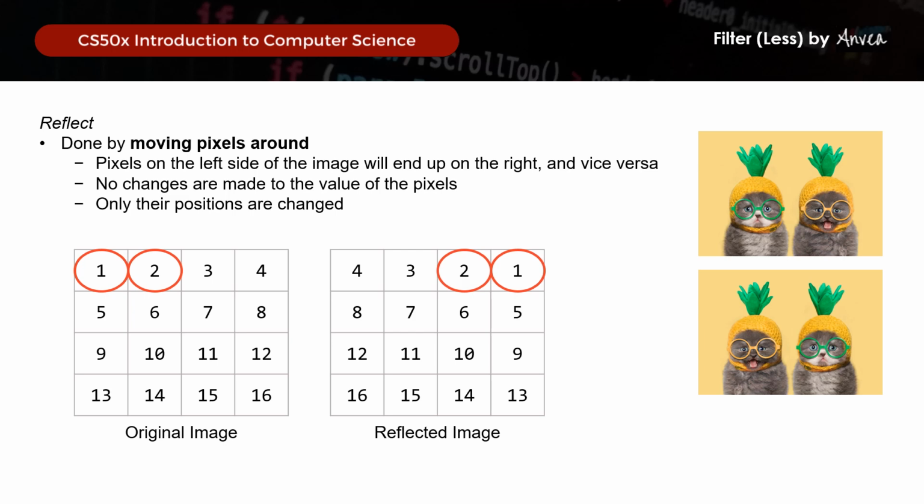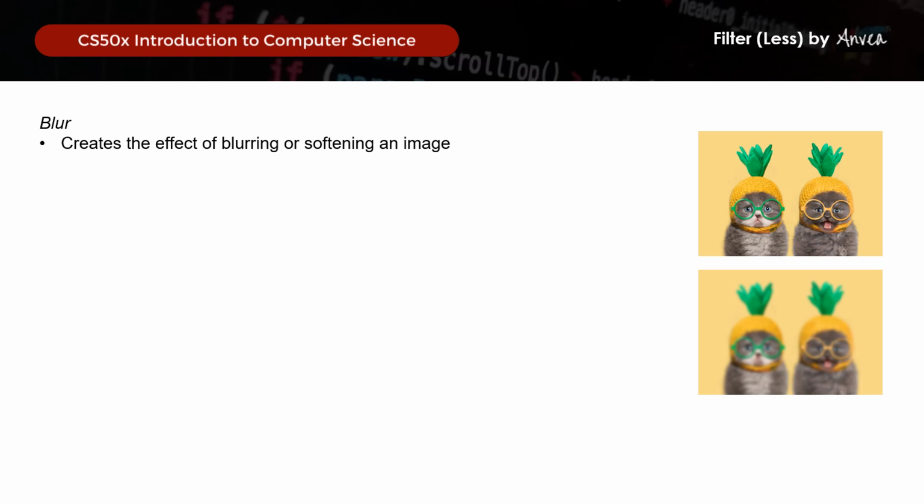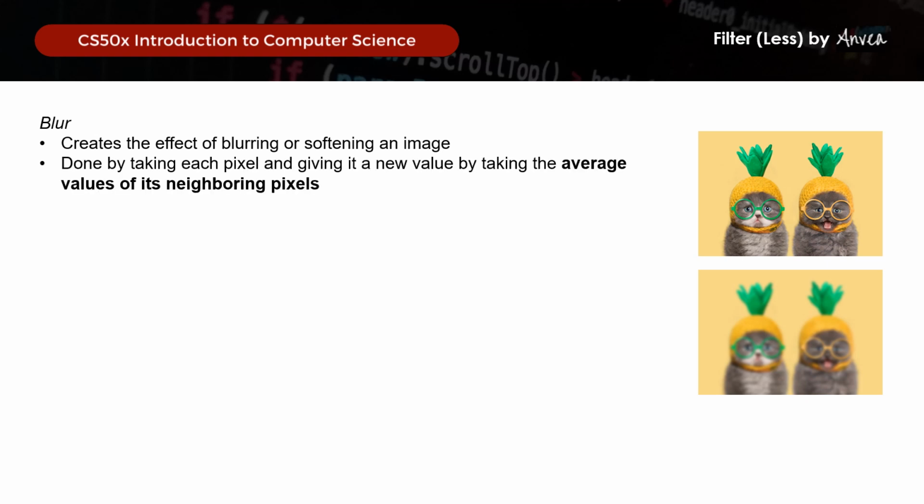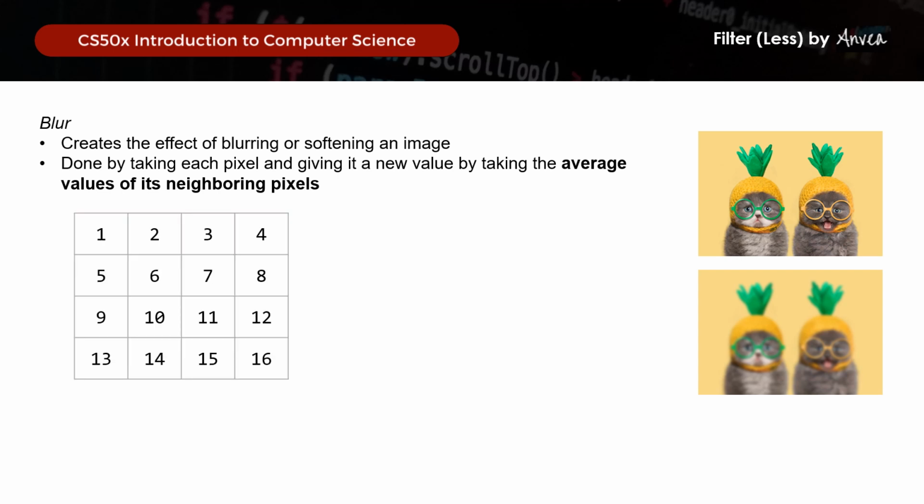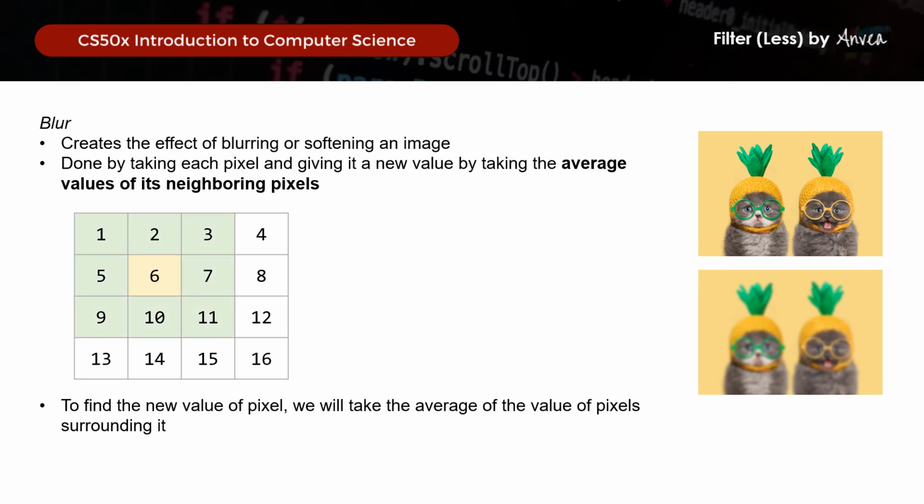Next, for Blur, this creates the effect of blurring and softening the image. This is done by changing the value of the pixel to the average value of its neighbouring pixels. Let's look at this image for example, and let's say we are working on the highlighted pixel 6. To find the new value of this pixel when we want to blur it, we need to take the average of the surrounding pixels.